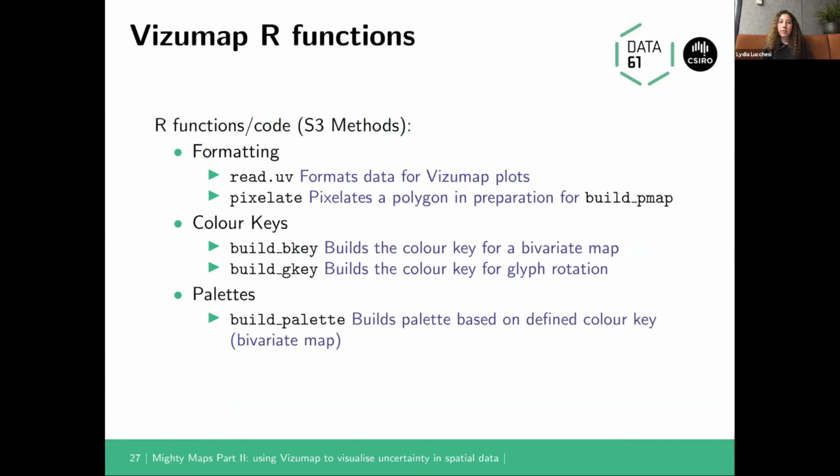There are three categories of Vizumap functions: formatting functions, building functions, and viewing functions. The formatting functions prepare your data and shapefile for use in the building functions. The building functions can be used to design your color palette, your map key, as well as your map. And then the viewing functions allow you to see the objects you've built, as well as combine them. So connect your key with your map.